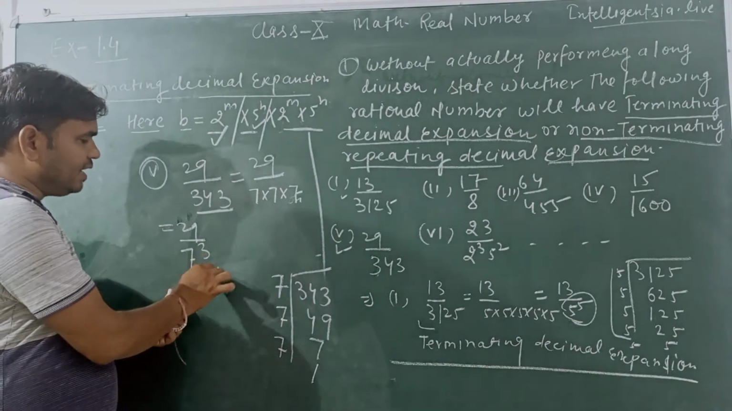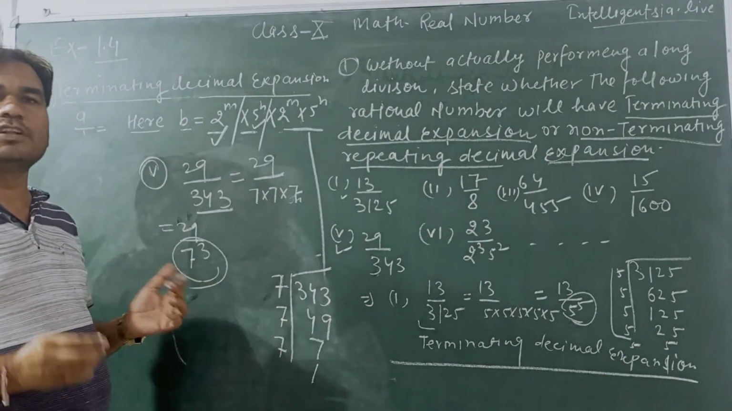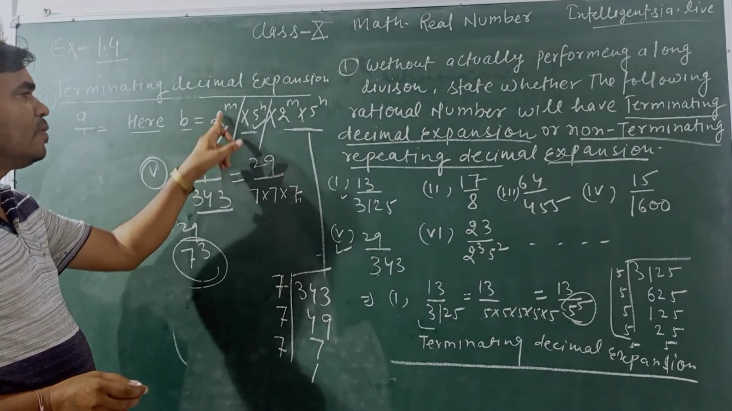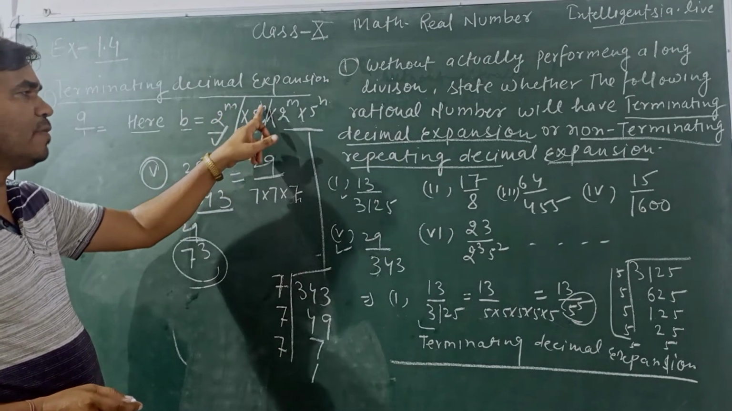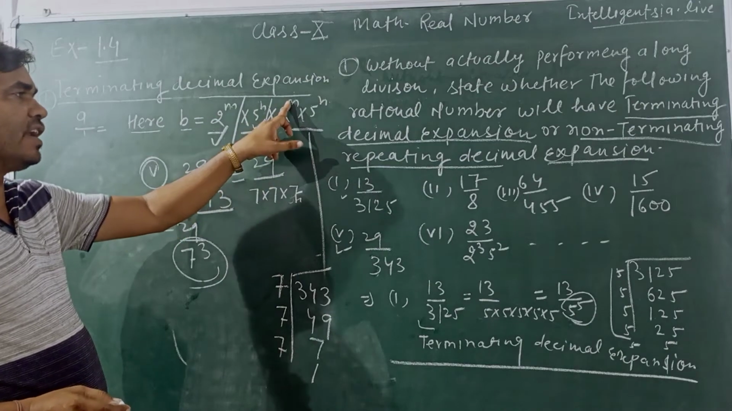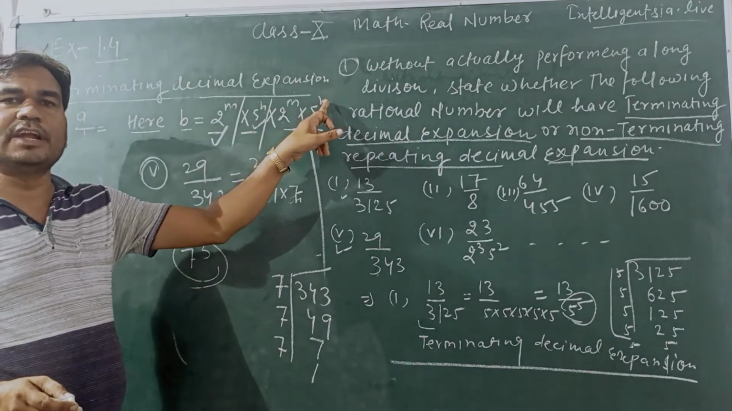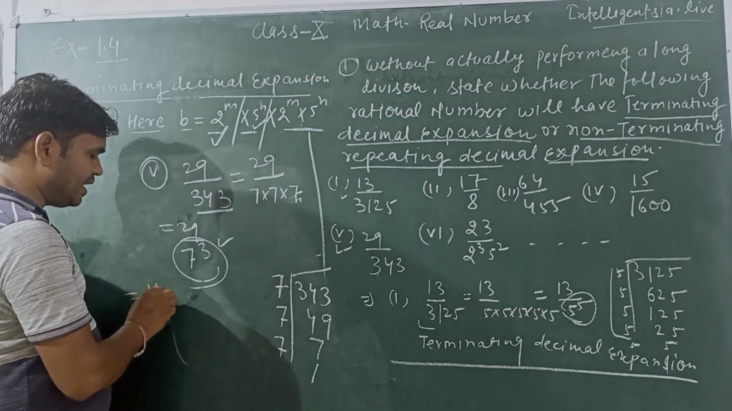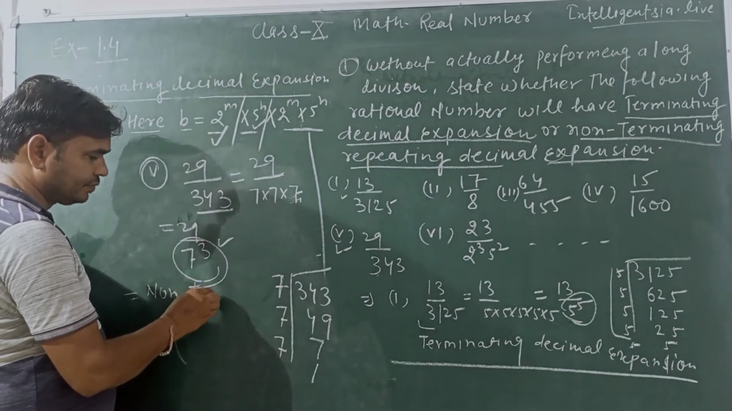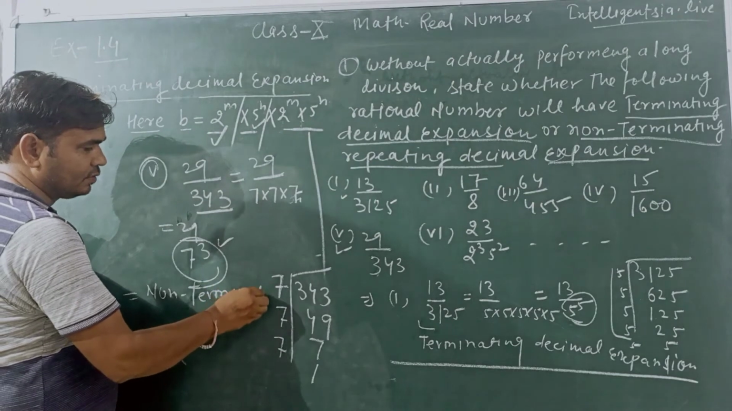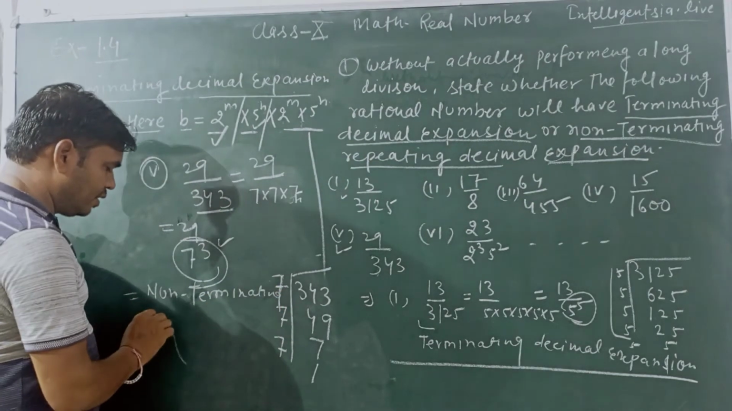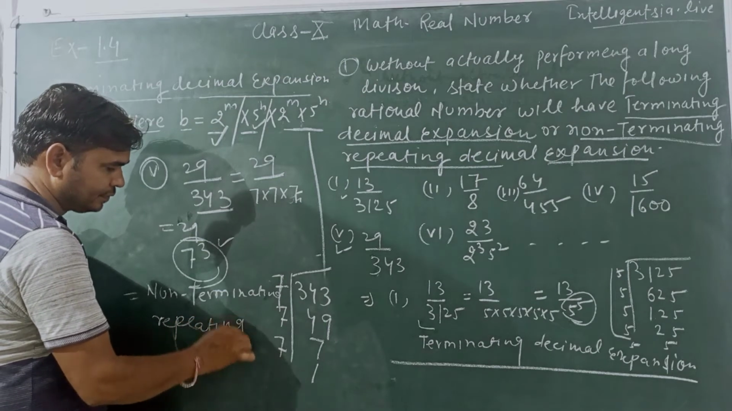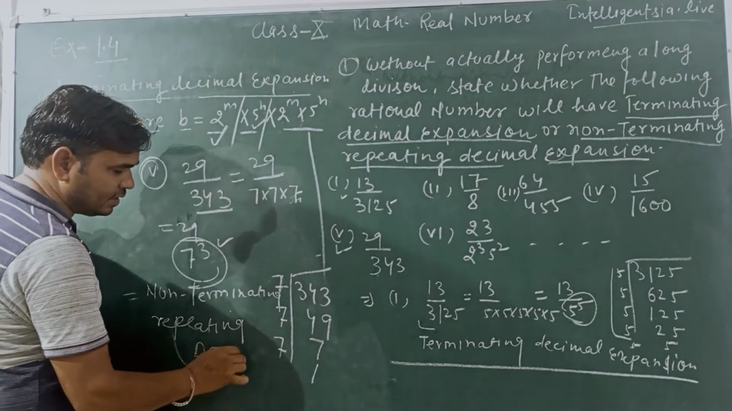And here you see students, 7 to the power 3 is not found here, because here it must be 2 to the power m, or 5 to the power n, or 2 to the power m multiplied by 5 to the power n. So this is called non-terminating repeating decimal expansion.